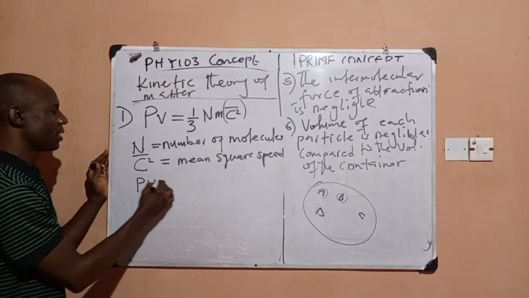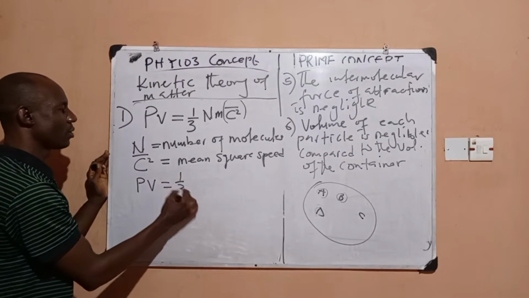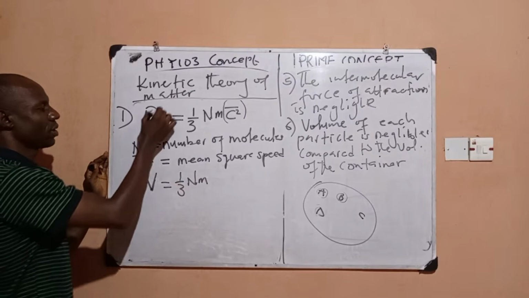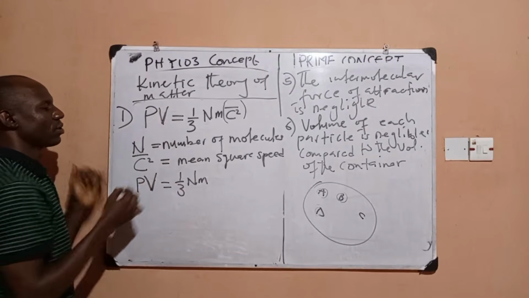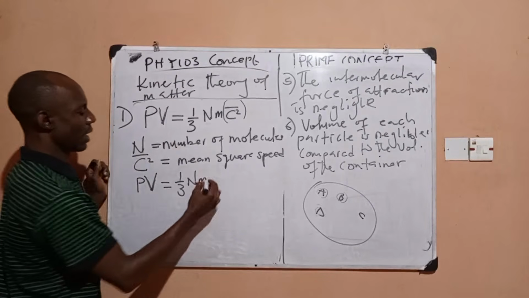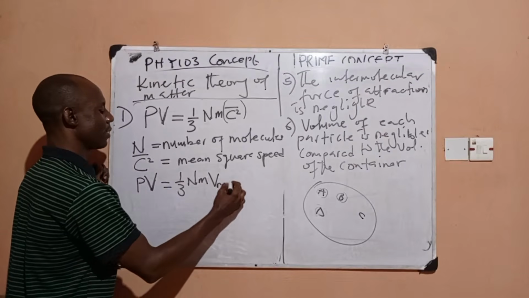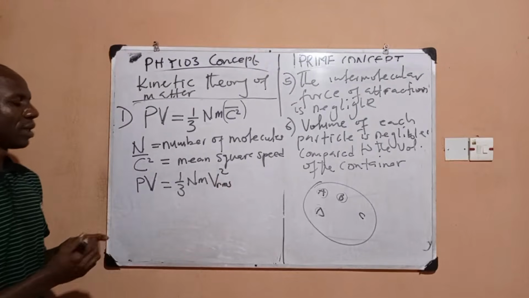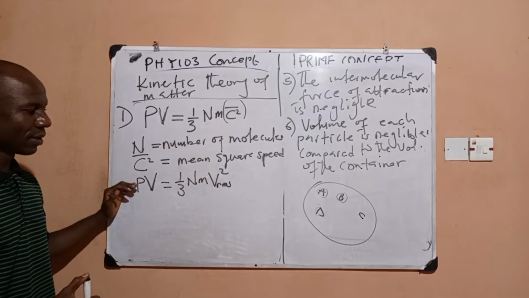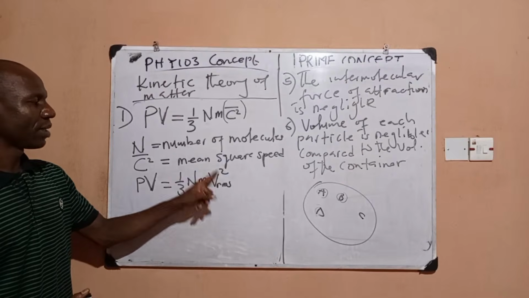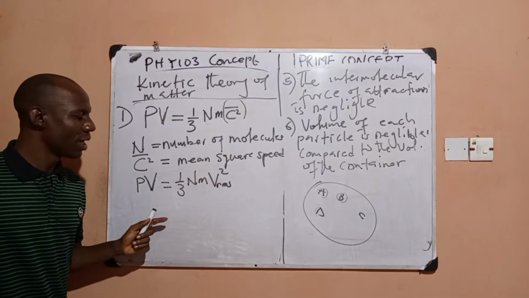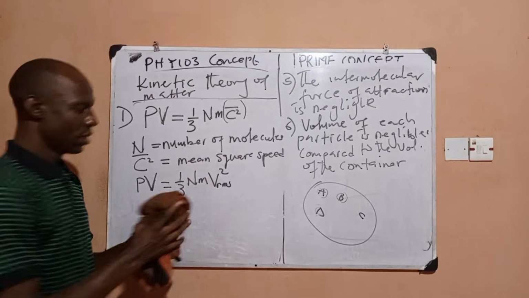I can say that PV is equal to 1 over 3 NM. This V is capital V, so let me write it as capital V, so you don't mix it with velocity. I can still do this times V RMS square. So I can still write it this way, V RMS square, or mean square speed. So it's the same thing. You should know that V RMS square is equal to this. So they are the same thing. So this is the formula for pressure.